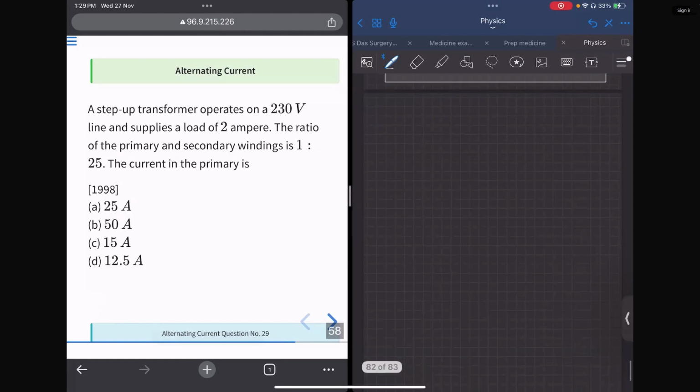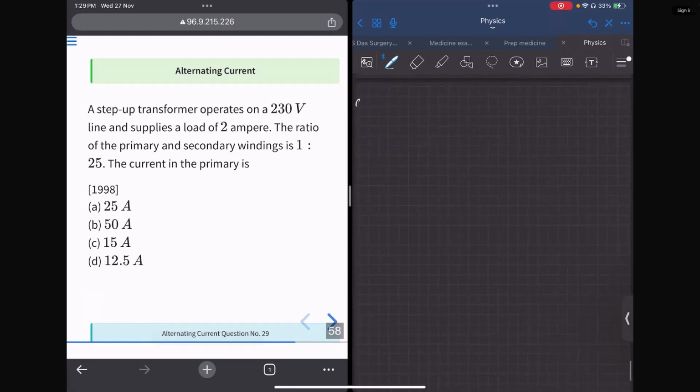Okay. Moving on to the next question, which is question number 29. We have a step up transformer which operates on a 230-volt line and supplies a load of 2 ampere. The ratio of primary and secondary windings is 1 is to 25. We need to calculate the current in the primary coil. So primary coil and secondary coil.